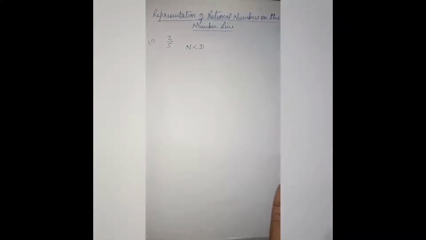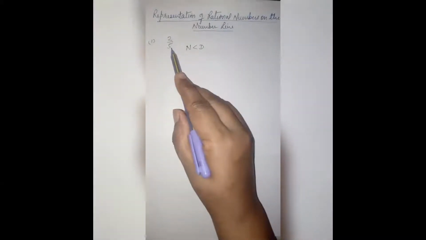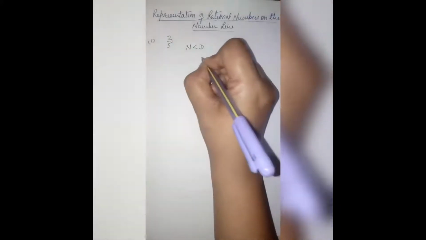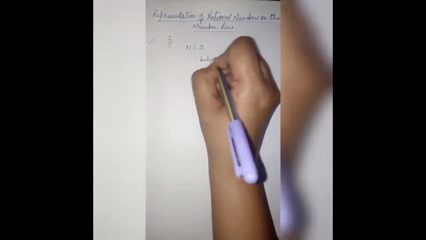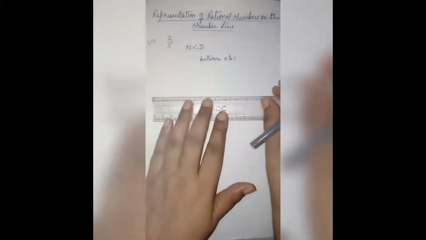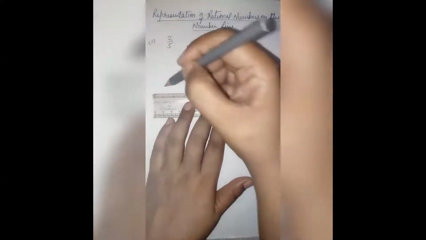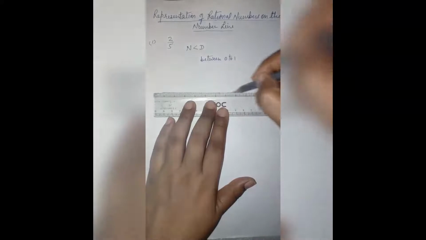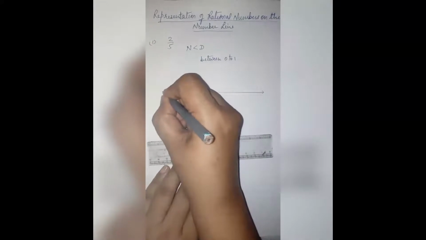Always remember that if the numerator is smaller than the denominator, you will mark this rational number between 0 and 1. So let's start. How will you mark this rational number on the number line? First of all, you will draw a number line, in this way, then put arrows on both sides.